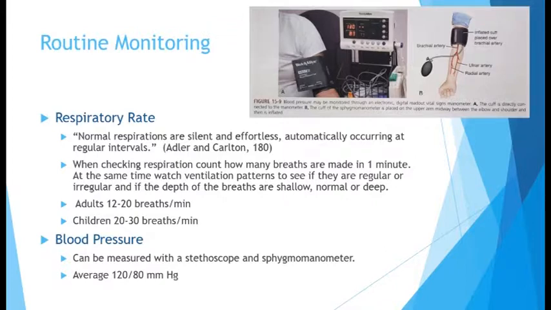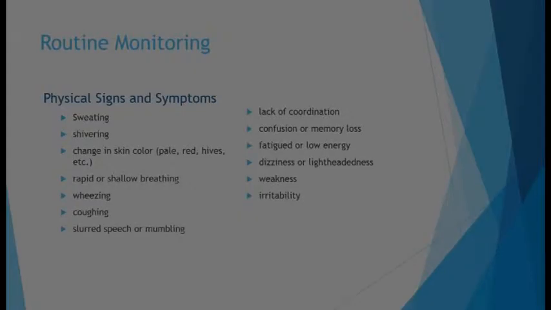Blood pressure can be measured with a stethoscope and sphygmomanometer. The average blood pressure is 120/80. Physical signs and symptoms include sweating, shivering, change in skin color, rapid or shallow breathing, wheezing, coughing, slurred speech or mumbling, lack of coordination, confusion or memory loss, fatigue or low energy, dizziness or lightheadedness, weakness, or irritability.